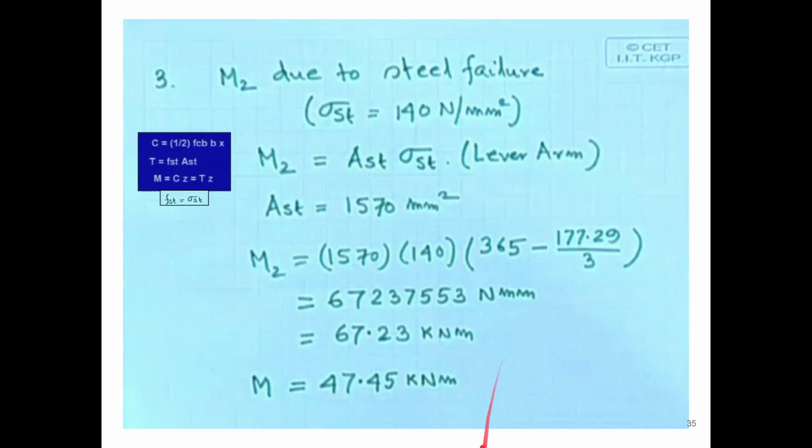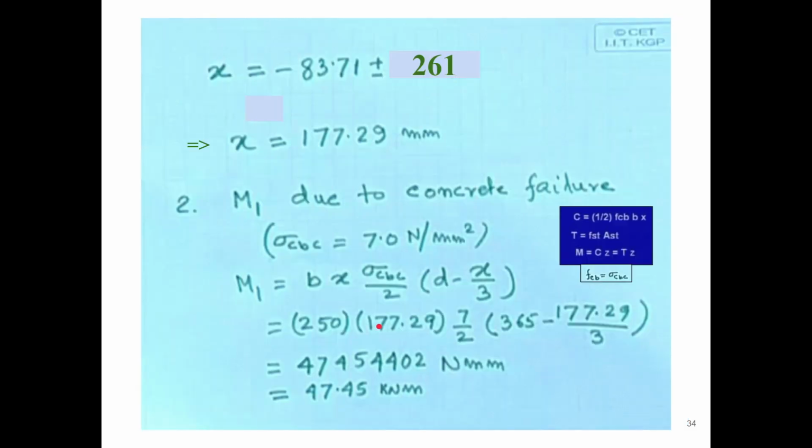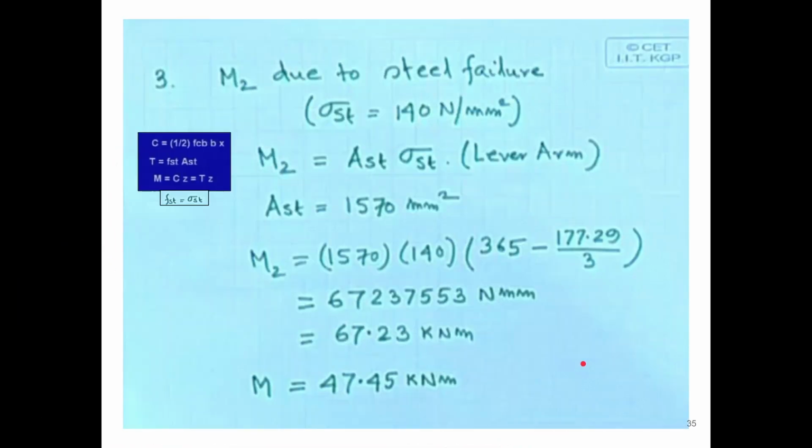Basically, when we are asked to find the moment carrying capacity of a reinforced concrete section, we need to find the moment carrying capacity from the compression side, due to concrete failure, and also the moment carrying capacity due to the tensile failure, steel failure, from the tension side. We need to find both, and then take the minimum of them.